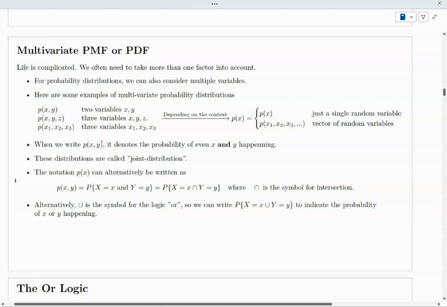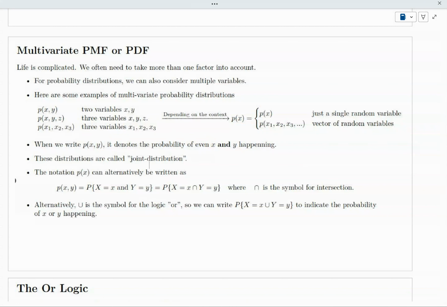Now, when we write something like this, probability of x comma y, what does that actually mean? Well, when you plug x and y in here, what you're asking for is the probability of x and y happening. This is the key. When you plug x and y in here, you are really asking the probability of x and y happening. And this together is called a joint. You're joining them together, right? A joint distribution. So it's not just a single distribution, it's a joint distribution of multiple variables.